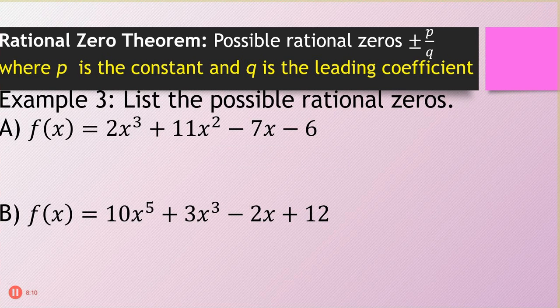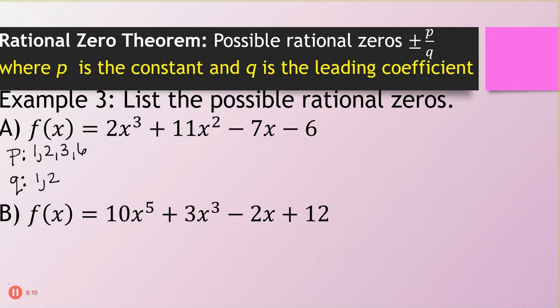So all of my factors of p are 1, 2, 3, and 6. Those are my factors of p. And then my factors of q are just 1 and 2. So that means I'm going to take these 4 numbers and divide them by 1, and then take these same 4 numbers and divide them by 2. And those are the possible rational zeros.